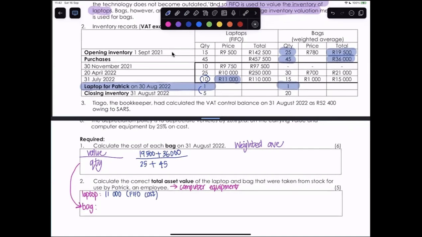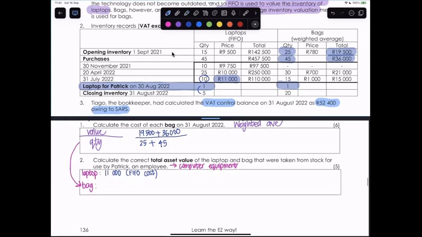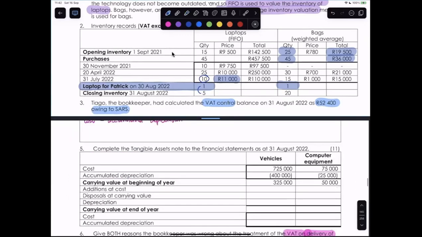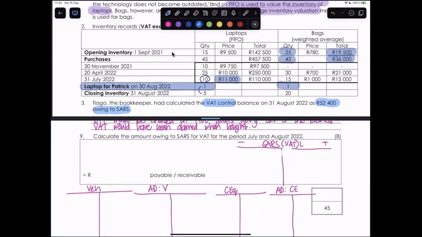Tiago, the bookkeeper, had calculated the VAT control balance on the 31st of August as 52,400. Owing to SARS. In other words, it would be a credit balance. So immediately we can go to our little calculation of VAT and we can show that there would have been a balance on the credit side of 52,400.